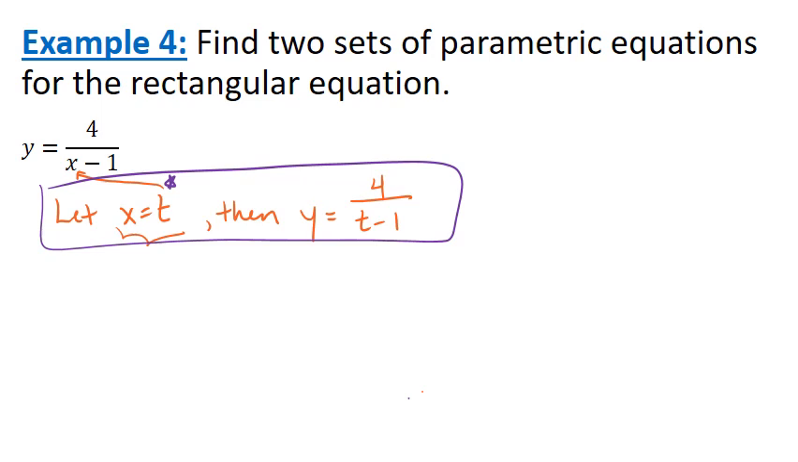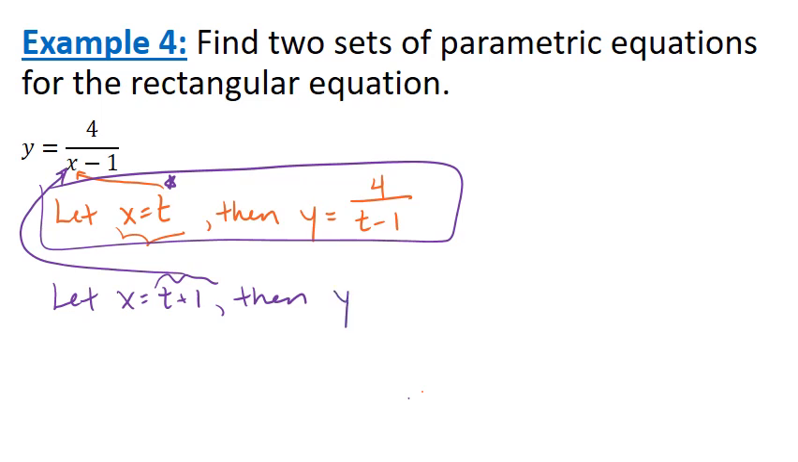All right, well, let's find another one. Let x be something else involving t. You can make this as extravagant as you want. But sometimes people say, hey, let x be t squared. Let x be t plus 1. It does not matter. Whatever x is, you plug that in. So now we're going to plug this in for x and find y.